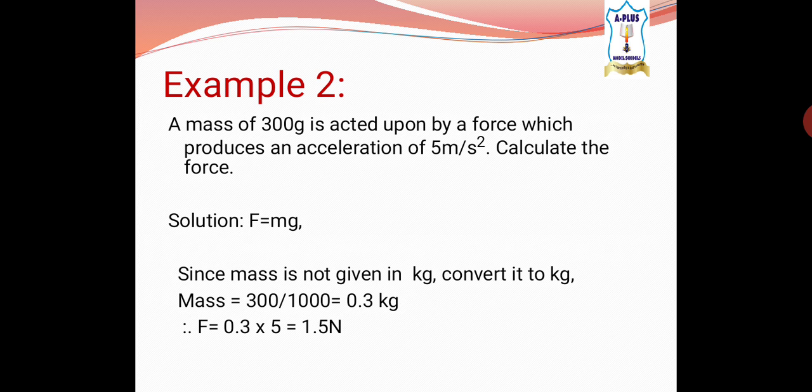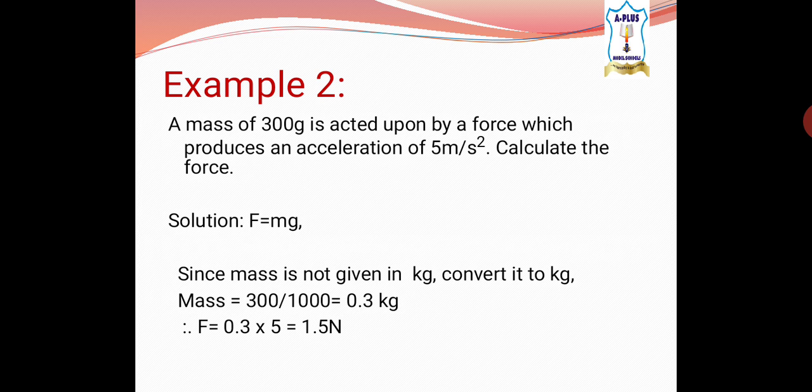Make sure that the unit of mass is in the standard form, which is kilogram. Mass is measured in kilogram, but we are given this mass in gram. That means we have to first convert this gram to kilogram before we can continue with our calculation. That's why we say 1000 grams gives us 1 kilogram, and we divide 300 by 1000, and it gives us 0.3 kg. Now we are good to go to calculate our force.